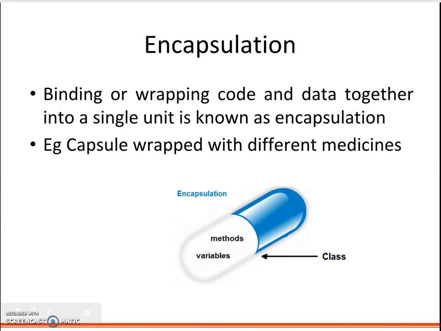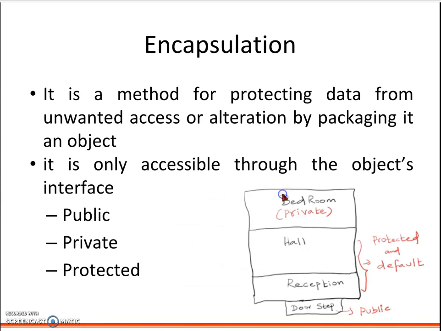See here, a capsule is wrapped by a cover. We don't know what is inside the medicines. There is a collection of different medicines, but we don't know what is inside. It is wrapped by one cover. This is called encapsulation. Encapsulation also helps us protect the data from unwanted access.